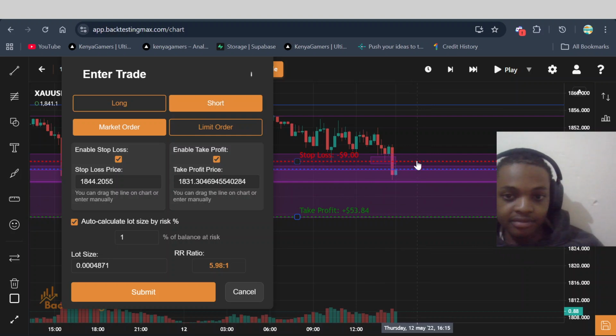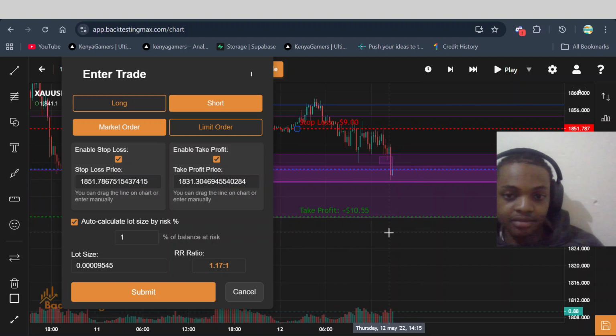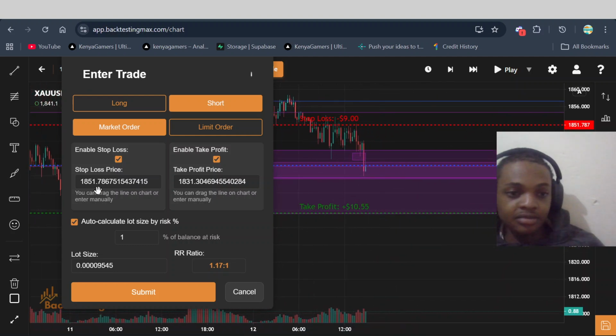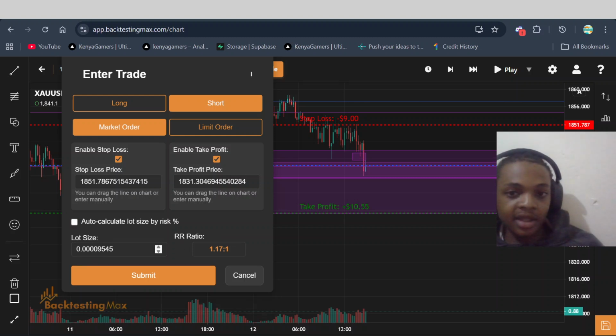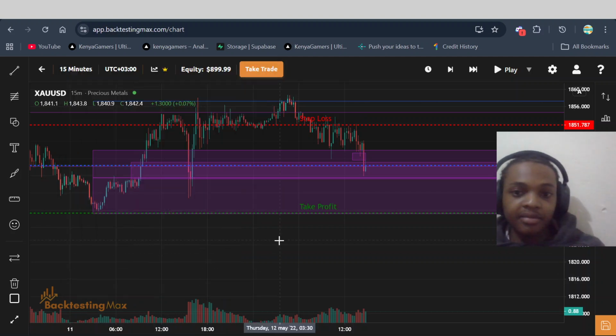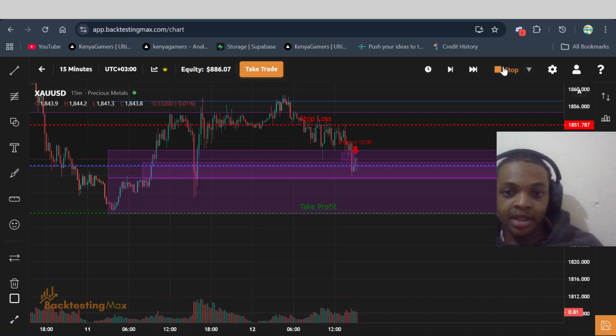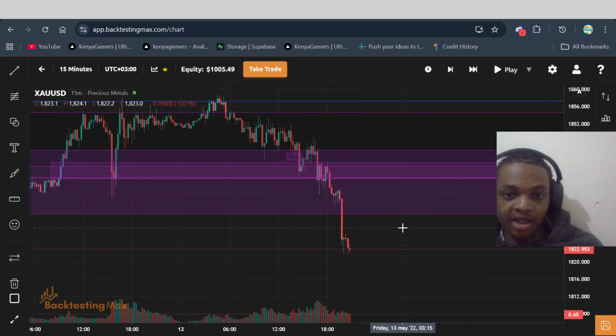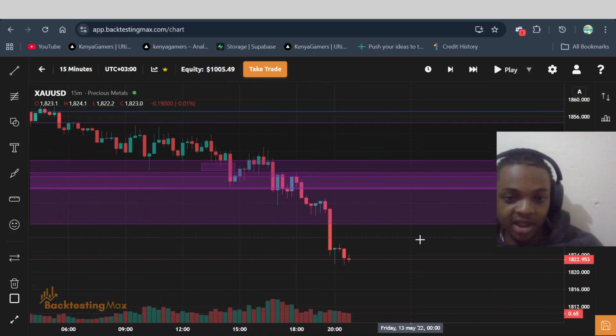TP there, stop loss there, and then we take a higher lot size. Submit and play. There we go. And just like that, we hit TP.